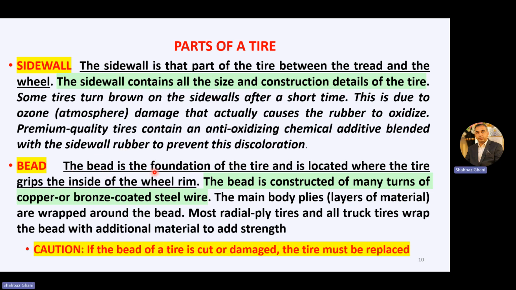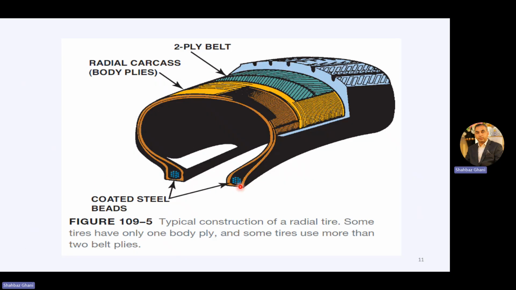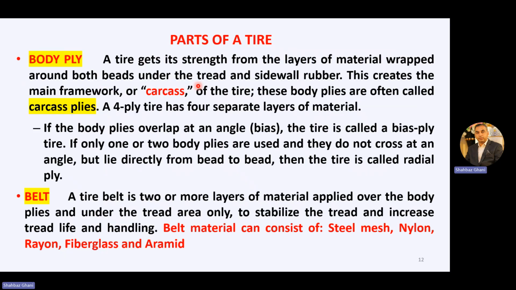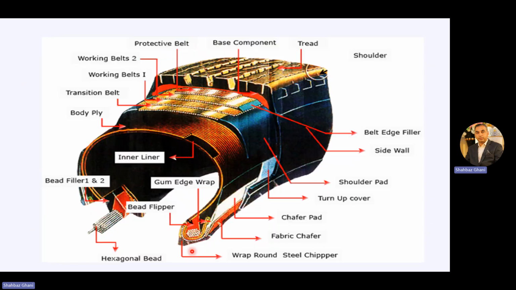Then beads, the foundation of the tire, located where the tire grips the inside of the wheel rim. These are the beads which are in contact with your rim. Then we have a ply, body ply, we call it carcass. There are 2 or 4 or 6 or 8 plies depending on the type of tire we are using. Then we have a belt. A tire belt is 2 or more layers applied over the plies under the tread portion. Material consists of steel, mesh, nylon, rayon, fiberglass and aramid. And these are the belts area under the tread area.